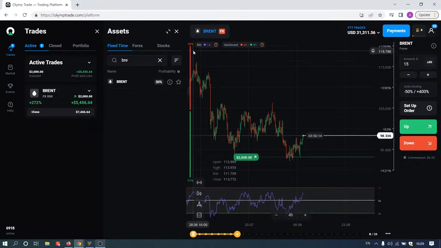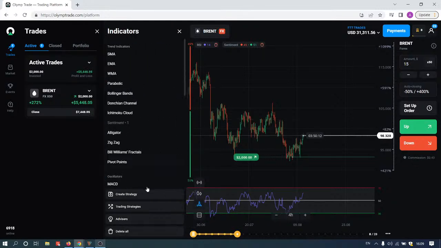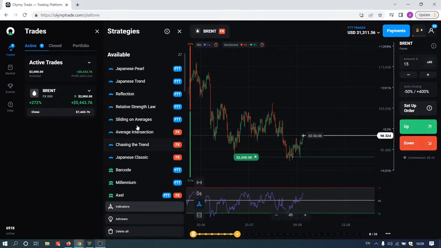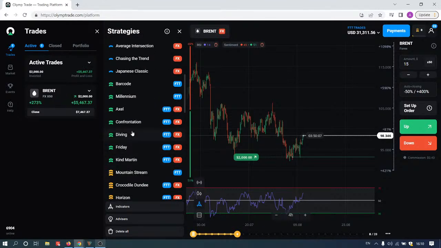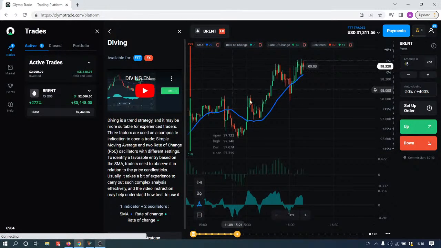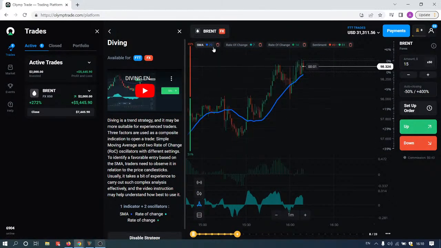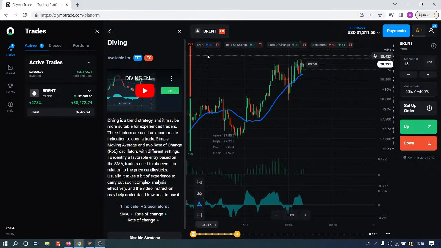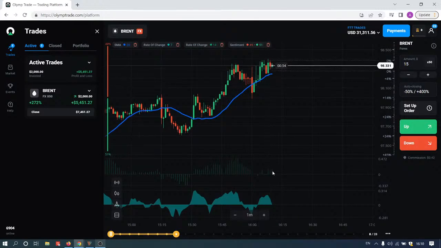So guys, let's talk about today's strategy, which is called diving. Let me go ahead and enable this trading strategy. It consists of three indicators. The first indicator is the 20 SMA, the simple moving average with a period of 20. Next is the rate of change indicator with a period of 14. And last but not least is the rate of change with a period of 7.